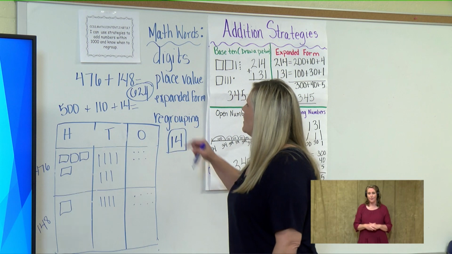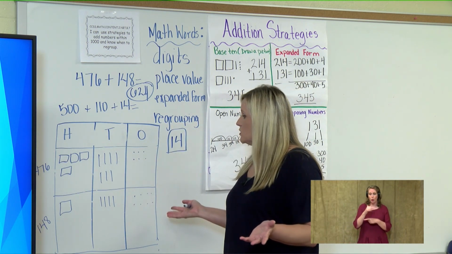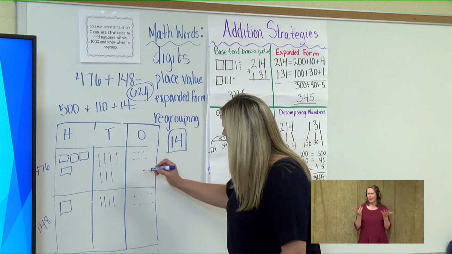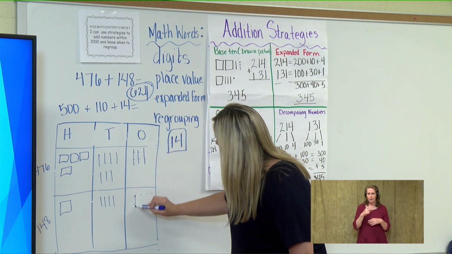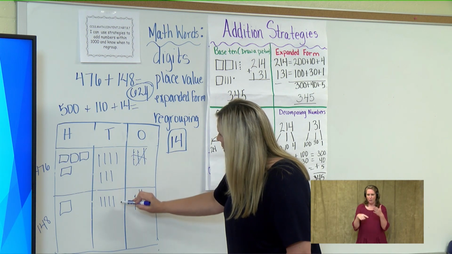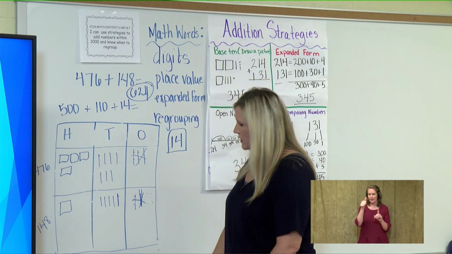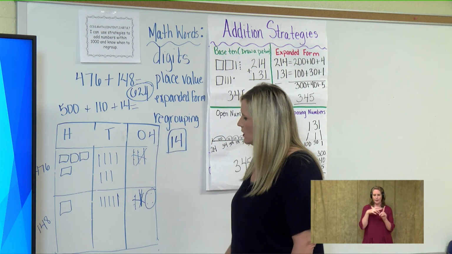All right, so now if we wanted to regroup, we would look at this and see, well, that's too many altogether. So I'm going to cross out what I don't need. 2, 4, 6, 8, 10. So I cross all those out and I move them and I add one more 10 over here. So now I'm good with my 4 ones, so I have 4.